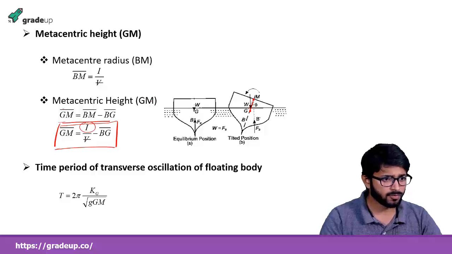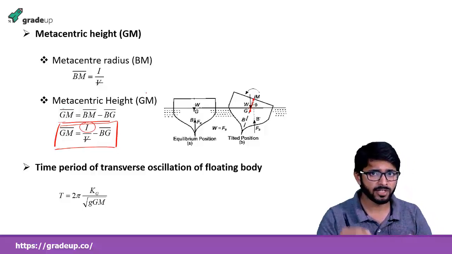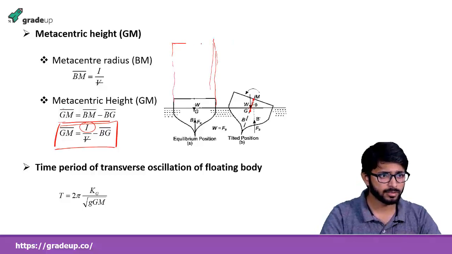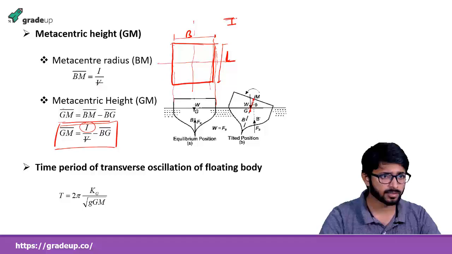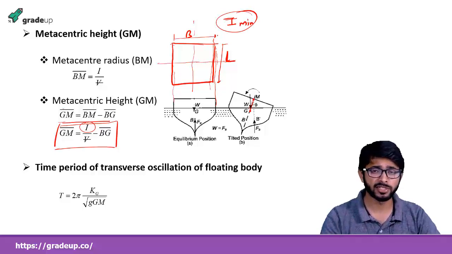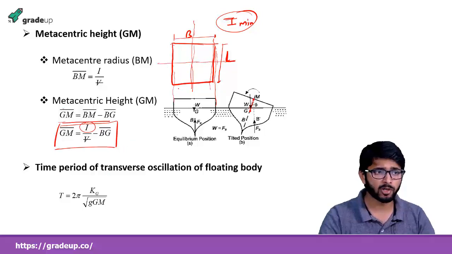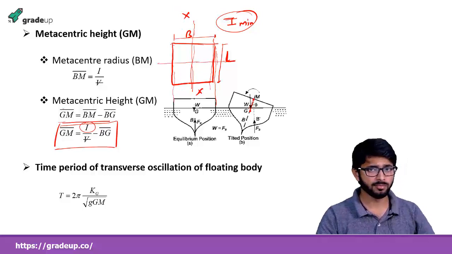It is the moment of inertia of a body when we see the body from the top surface. Let's say we make a top plane, so this is the top view. Say L is the length, B is the breadth. It has a longitudinal axis and a transverse axis. So I is the moment of inertia. It is the minimum moment of inertia, and the minimum moment of inertia will be when we take the moment of inertia about the longitudinal axis of the body.